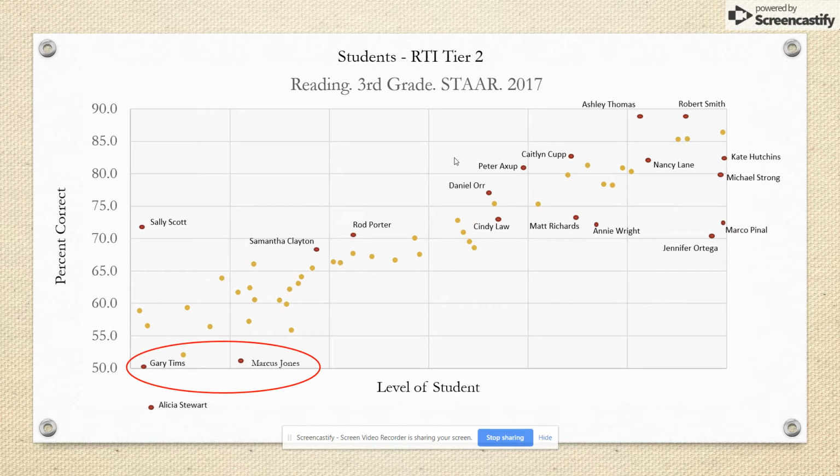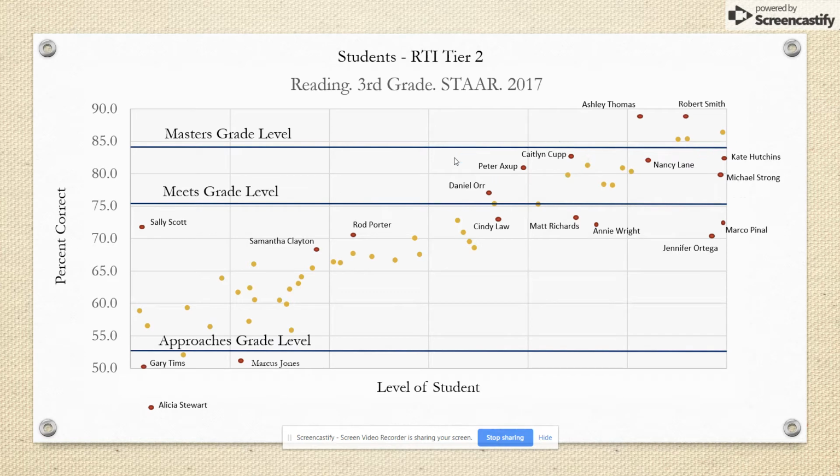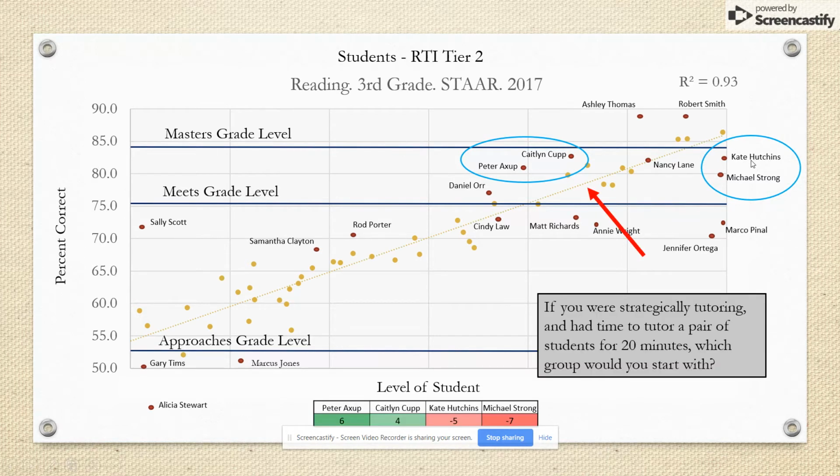You only have so much time and so many resources to do your data or your RTI. So what we do is we say, okay, well, these guys circled, we traditionally say those are bubble kids, but we know now when we put the masters, meets, and grade levels, we really want to get to masters. Well, if you can only get after two of these groups, we want to add that regression line, and you can see Cup and AXUP are really outperforming versus Kate and Michael here, have the potential to get to that master's grade level. So we would say to work on them.